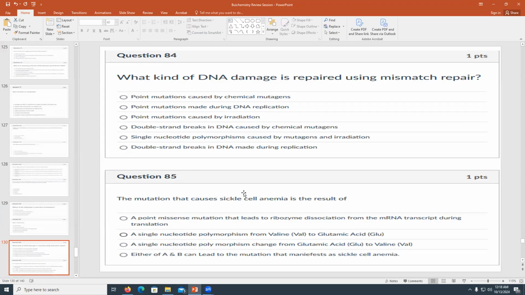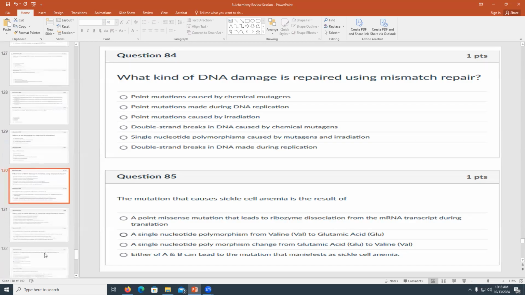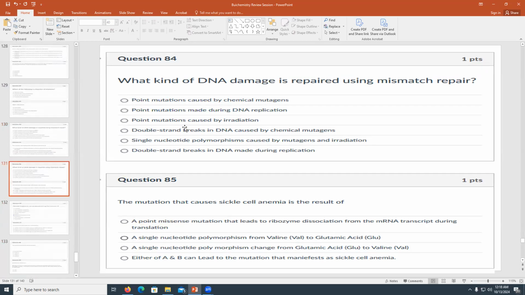The mutation that causes sickle cell anemia is the result of a single nucleotide polymorphism from valine to glutamic acid. What kind of DNA damage is repaired using mismatch repair? Talked about that just now.